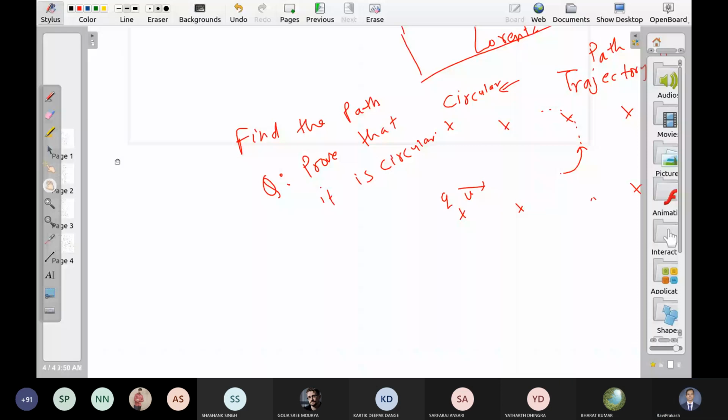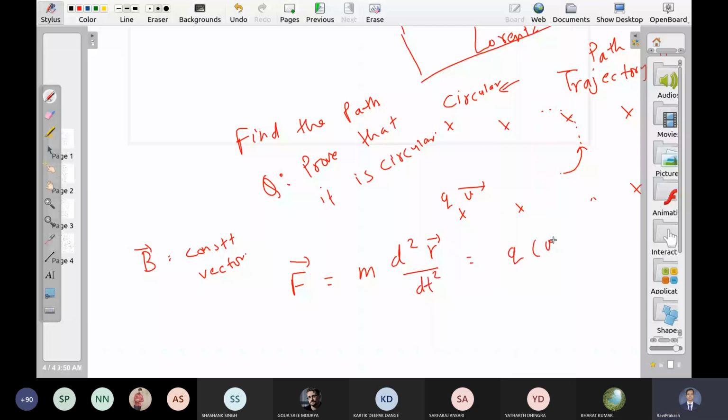B is a constant vector, and trajectory is given by, as usual, Newton's law. What is force? Force is this now. So you have heard it is circular. You have to find the radius as well. So it's a simple question. It's not difficult, but for practice purpose only, try to see whether you can get a circle or not.